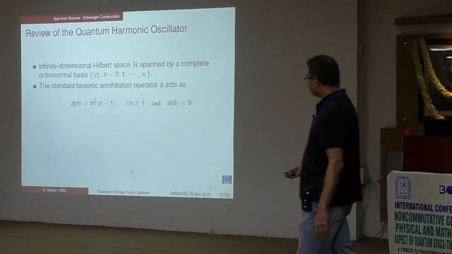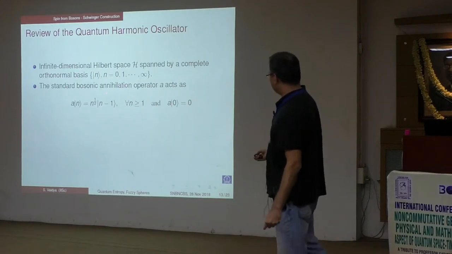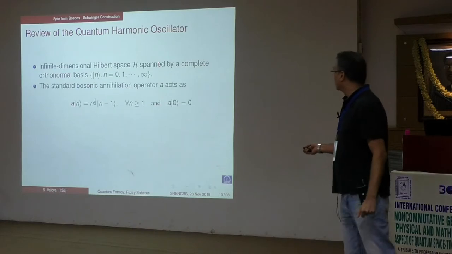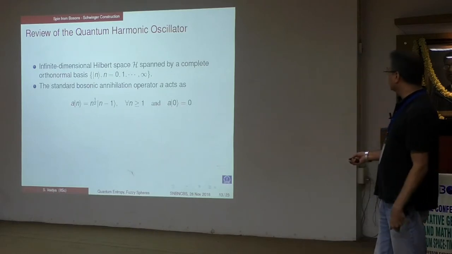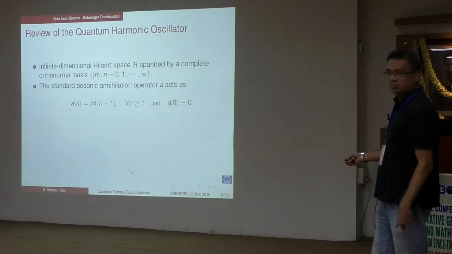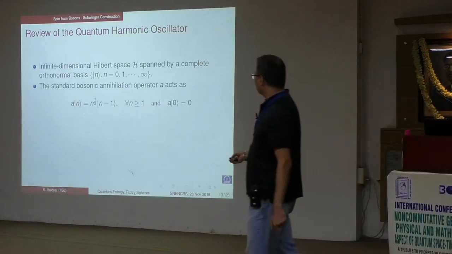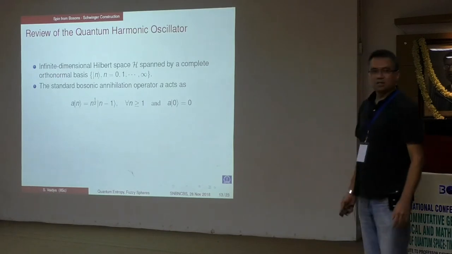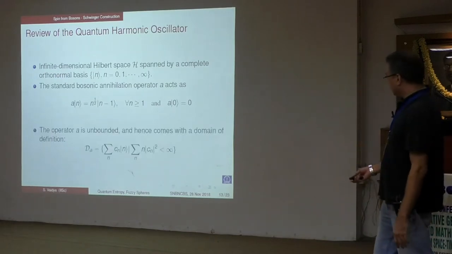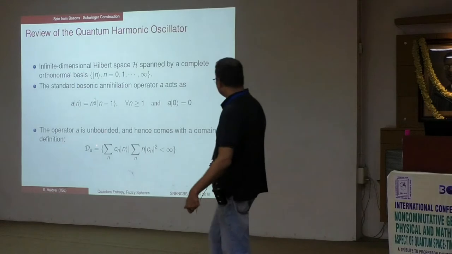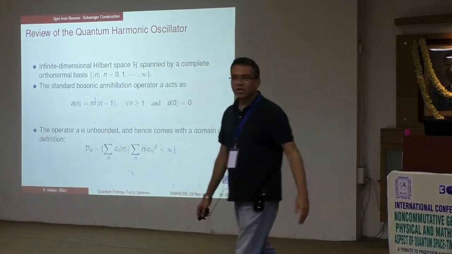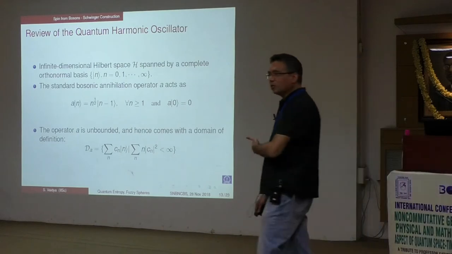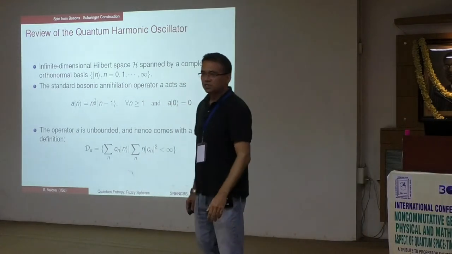non-negative integer n, and then the standard bosonic annihilation operator A acts on this Hilbert space, like I've shown. It annihilates the ground state, the state labeled by 0, and any state labeled by n, it lowers to n minus 1 up to this factor of n to the half. This operator A is an unbounded operator, and therefore its action cannot be defined on the full Hilbert space. It can only be defined on a dense domain of this Hilbert space.